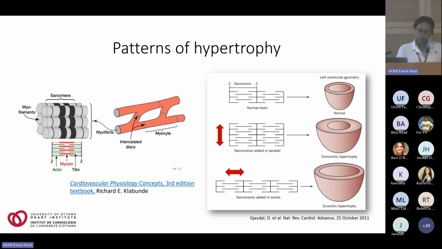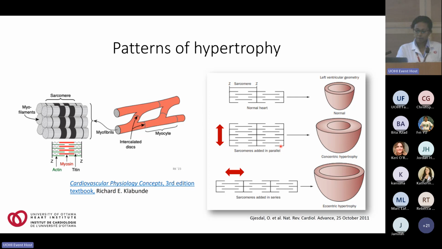So the increased LV mass is achieved through, as I've said, sarcomeric addition. And the way in which the sarcomeres are added determines the geometric change of the ventricle, or the remodeling. In response to pressure overload, the parallel addition of the sarcomeres causes an increase in the myocyte width, or causes the wall to thicken, resulting in concentric hypertrophy with a greater ratio of wall thickness to chamber size.